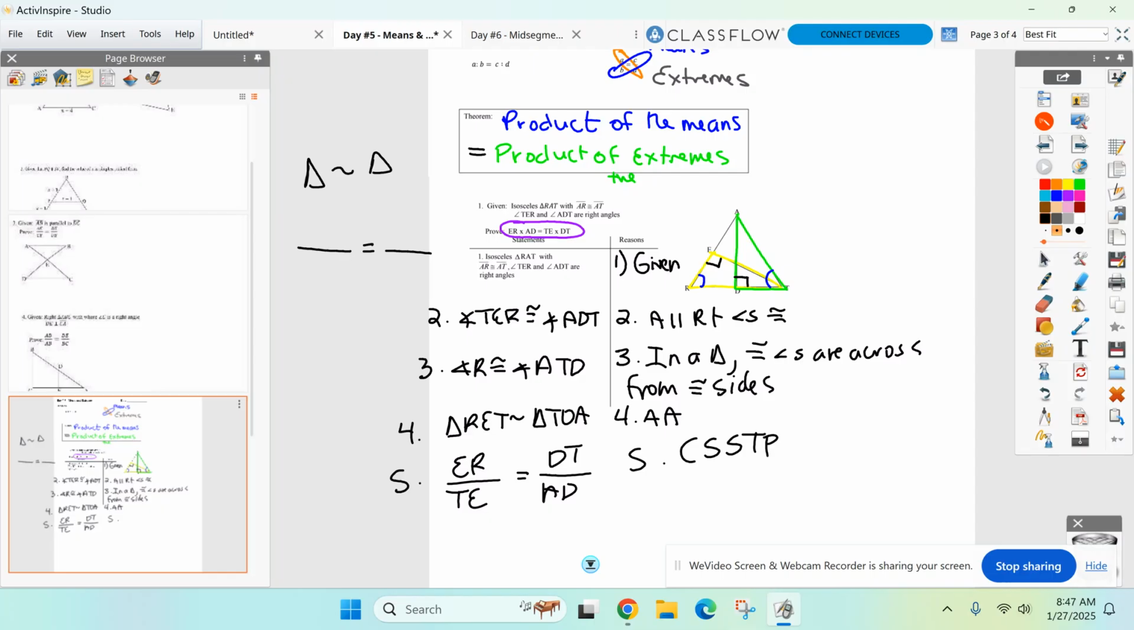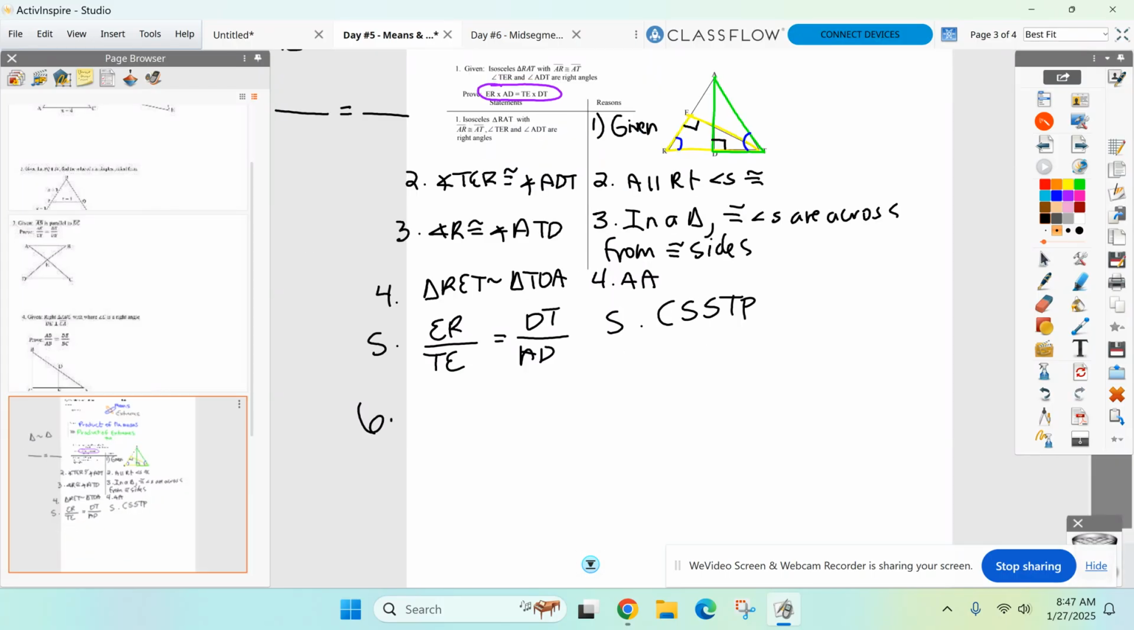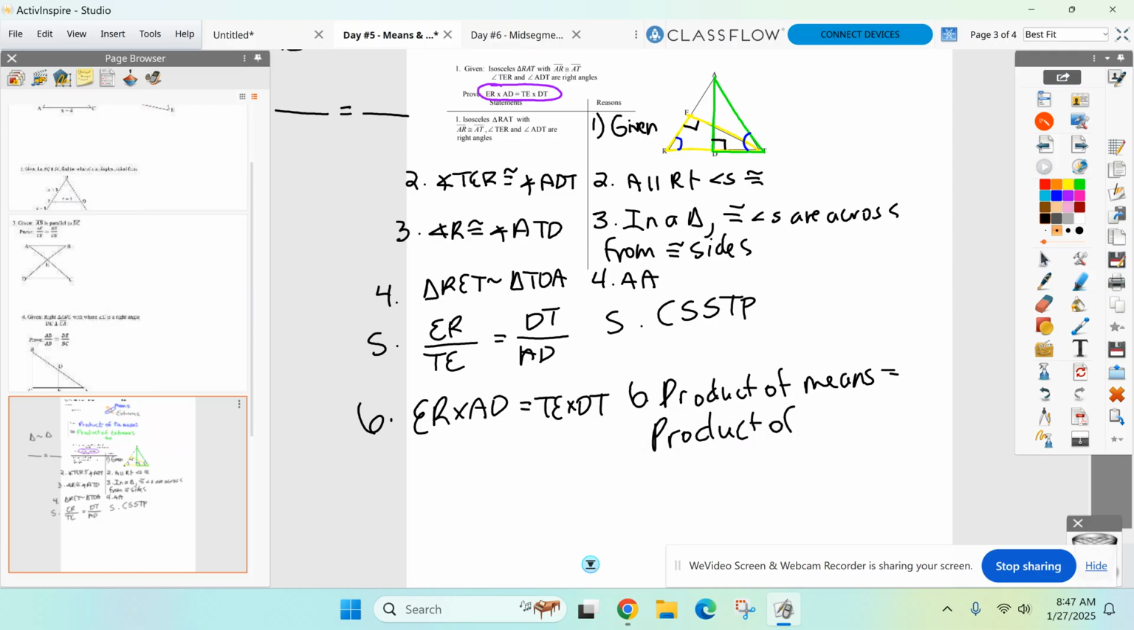Now we could say the means and extremes are equal, but I need the proportion to do that. Now we can take this one step further and say, now I'll cross multiply. ER times AD equals TE times DT, and this is why you need that theorem. Product of the means equals product of the extremes. I always get the question, is it all right if we switch means and extremes? I don't care which one comes first. Means the same thing.